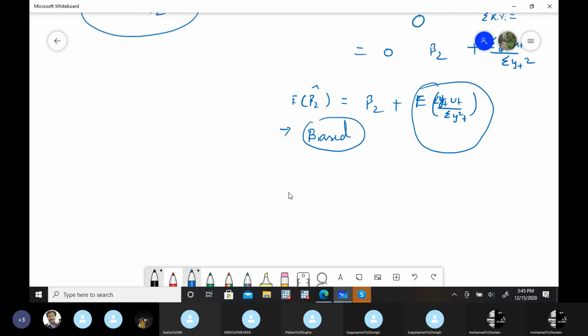Now in probability, the expected value of A by B is not equal to the expected value of A upon the expected value of B. So here we generally use the probability limit. At the probability limit, A by B is equal to the probability limit of A divided by the probability limit of B.